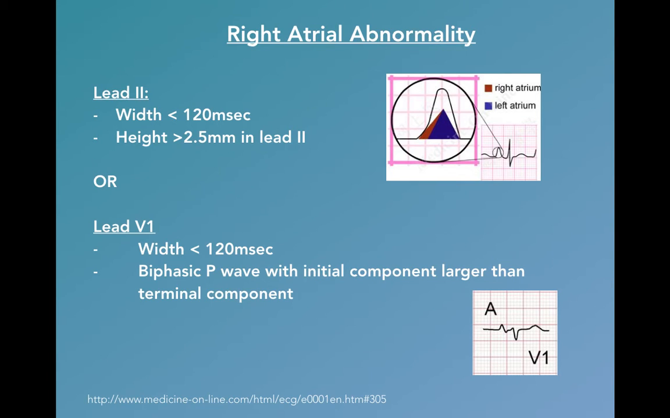If you look in the bottom picture, you can see the P wave is biphasic. There's first the initial component that's a positive deflection followed by a smaller negative deflection. If this was a normal symmetrical biphasic P wave in V1, then they should be the same. But clearly the initial component is larger than the terminal component. So this would be classified as a right atrial abnormality.